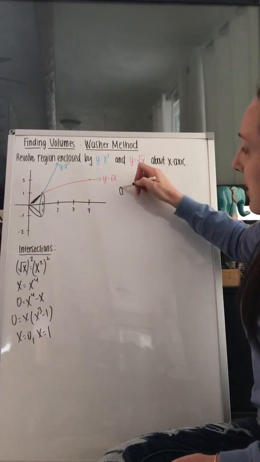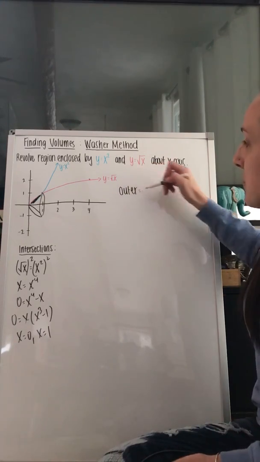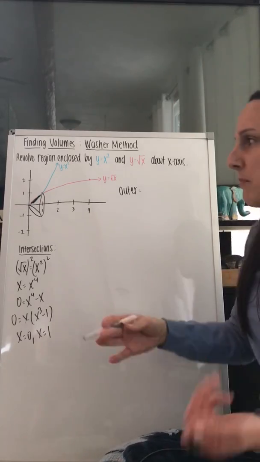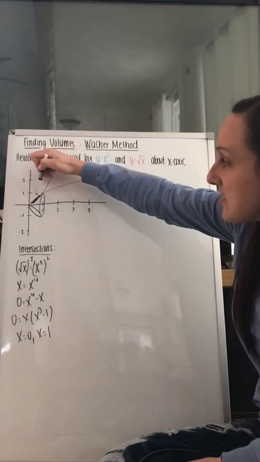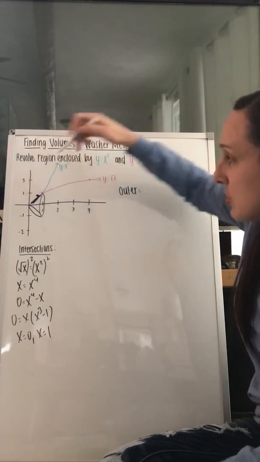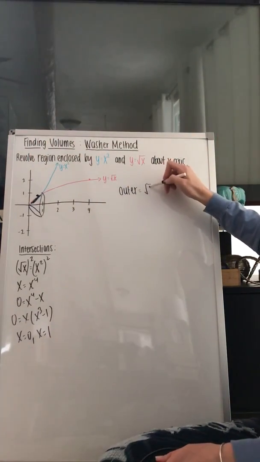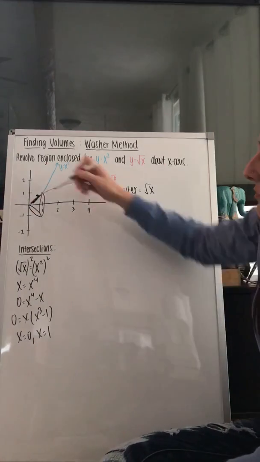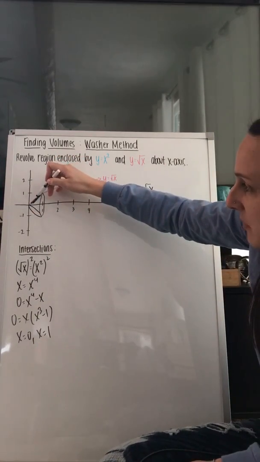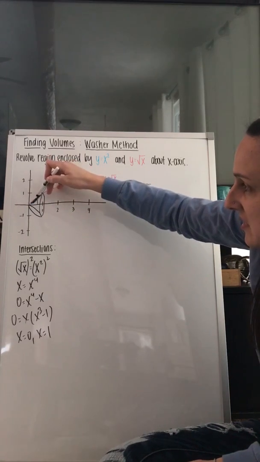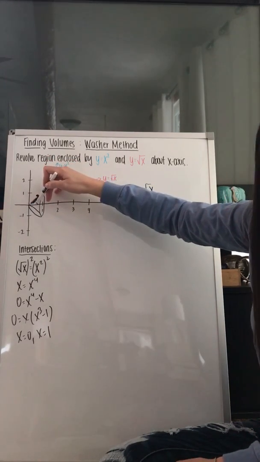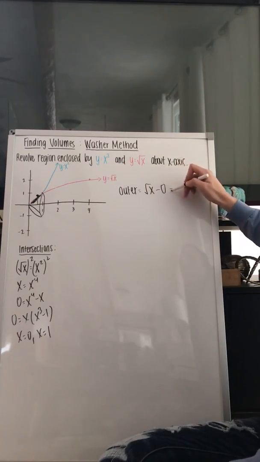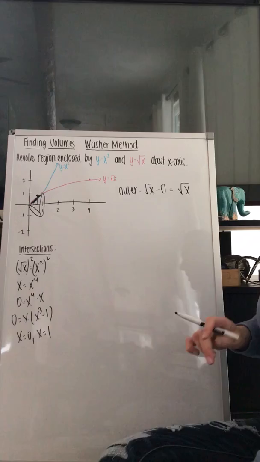Our outer radius for this particular function is going to be the bigger radius. We always think about the outer as being the bigger. So my outer radius is going to be my outside function, which in this case is the square root of x, because that's the top function here, minus my axis of revolution, because my radius ends up being this distance from the square root of x down to where I'm rotating, which is just y equals 0. So my outer radius just ends up being the square root of x.